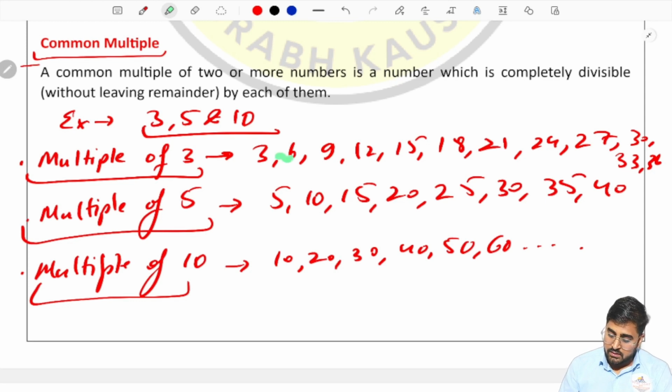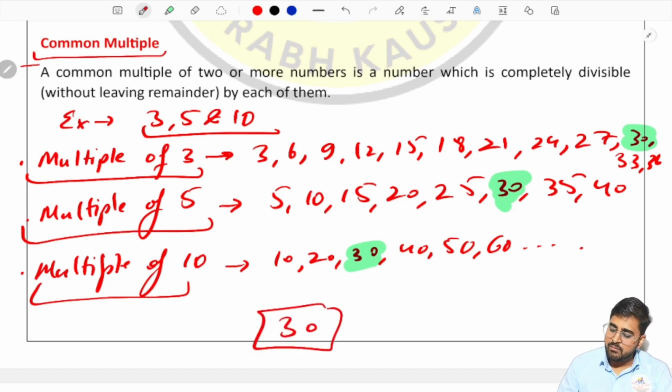Okay, is 3 there? No. 6 there? No. 9 there? No. 12 there? No. 15 is there, but in the first two, not all of them. So we will not consider 15. Okay. 18 is there? No. 21, 24, 27, 30 is there. 30 is there in 3, in 5 and the 10. So the common multiple of 3, 5 and 10 is 30.